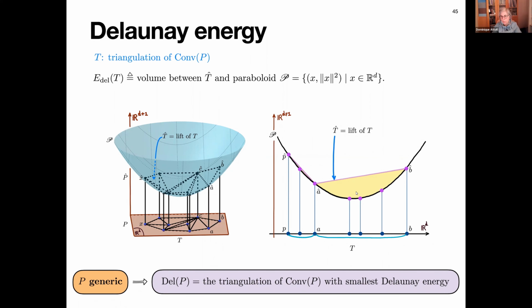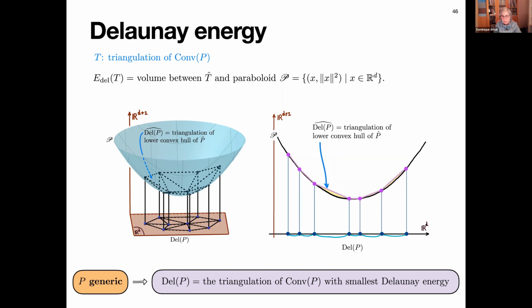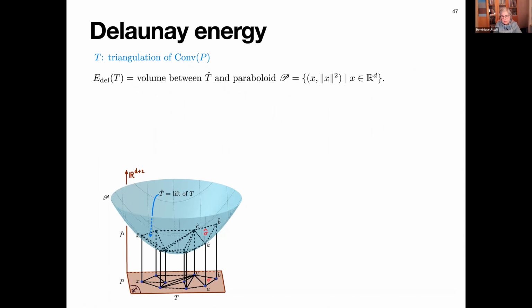So the Delaunay energy will correspond to the yellow zone here, the yellow region. And it turns out that if you compute the Delaunay energy for all possible triangulations, the one that minimizes the Delaunay energy is the Delaunay triangulation. So the Delaunay triangulation is the triangulation of the convex hull of the points with the smallest Delaunay energy. And it turns out that this Delaunay energy has a very nice expression.